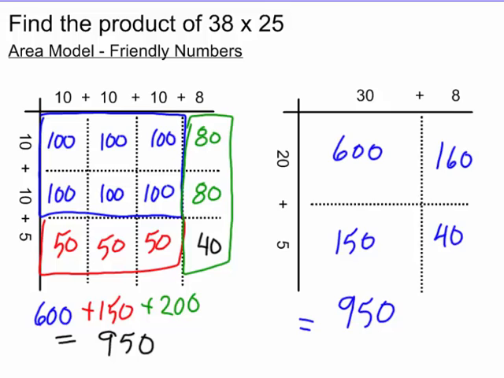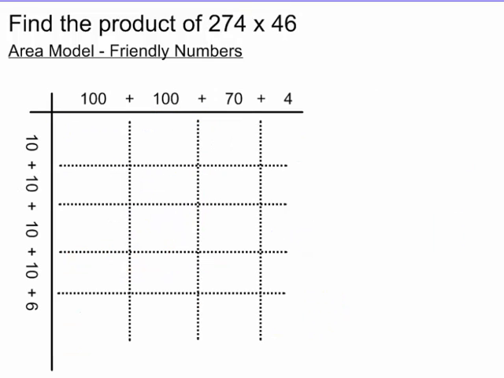So that was two fairly large numbers. We're going to go a little bit bigger. So 274 times 46. So these are some very large numbers now.